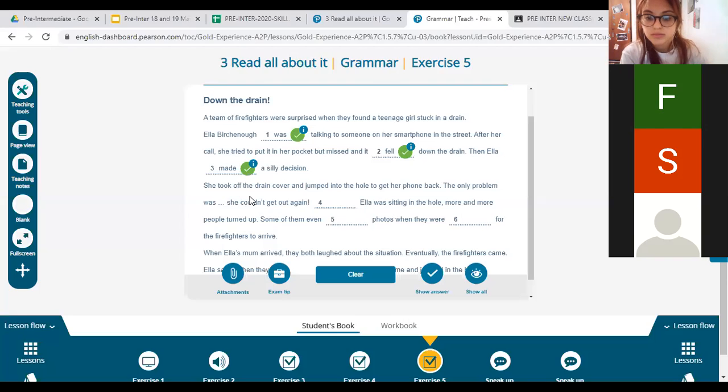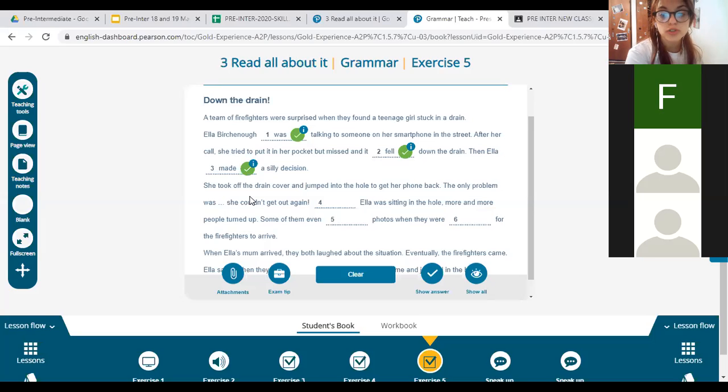She took off the drain cover and jumped into the pool to get her phone back. The only problem was she couldn't get out again. Read what follows. Ella was sitting in the hole.